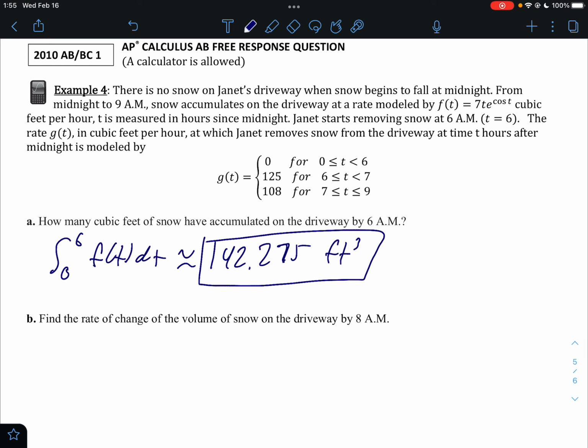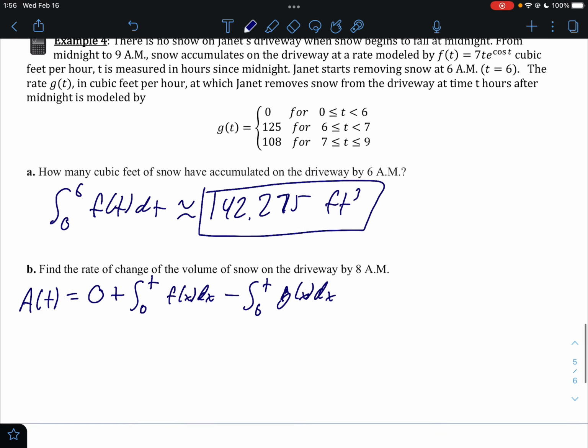Question B, find the rate of change of the volume of snow on the driveway by 8 a.m. Okay, so I think it might be a little bit easier to write an equation first for the amount of snow. The amount of snow at any time would be 0 plus the integral from 0 to t of f of x dx minus the integral from 6 to t of g of x dx. Let's take a look at that so we know what that is here.